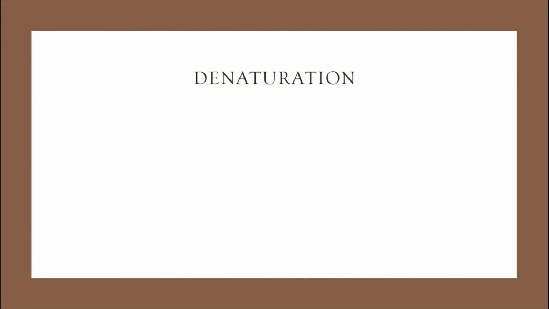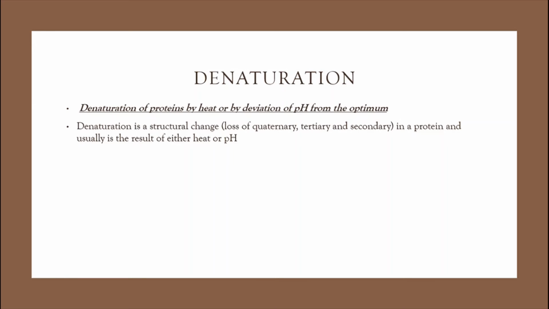All right, let's have a look at denaturation. So denaturation of proteins occurs by heat or pH. Denaturation refers to a structural loss or a structural change in a protein. And so when we talk about structural change, this means that there's a loss of quaternary or a loss of tertiary or a loss of secondary structure. So we know what these mean now, and so as we look at denaturation, we see that if we have a loss in quaternary, tertiary, or secondary structure, we've got a change in the shape of that protein. Now, denaturation in a protein is usually the result of either heat or pH.